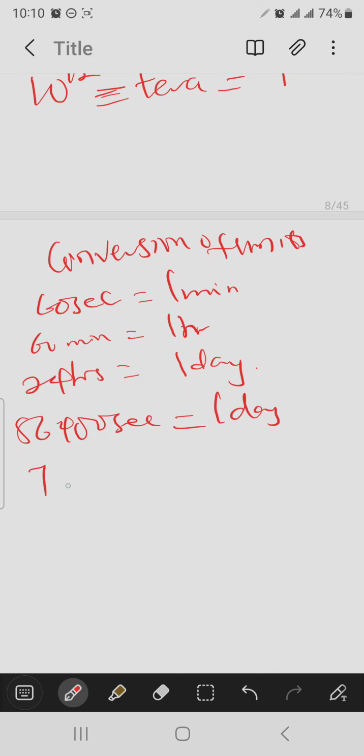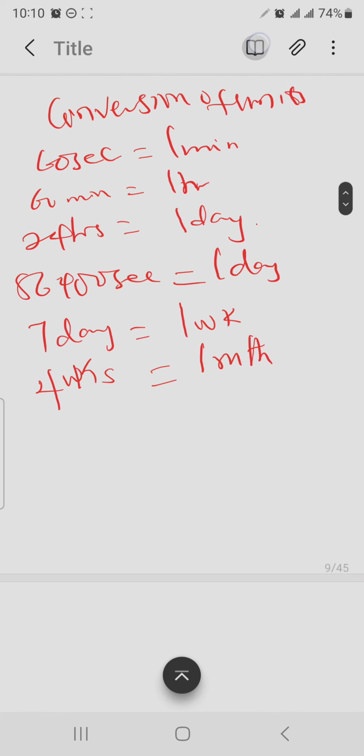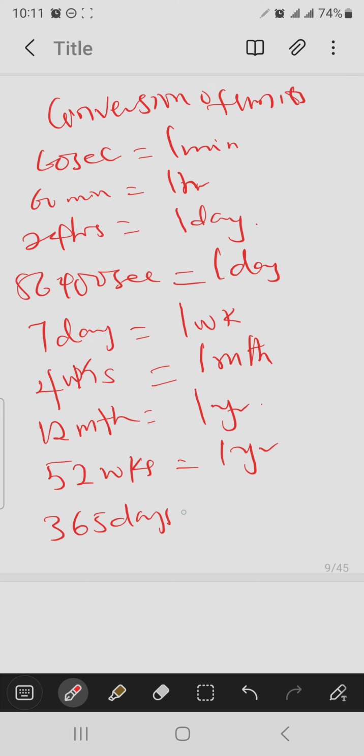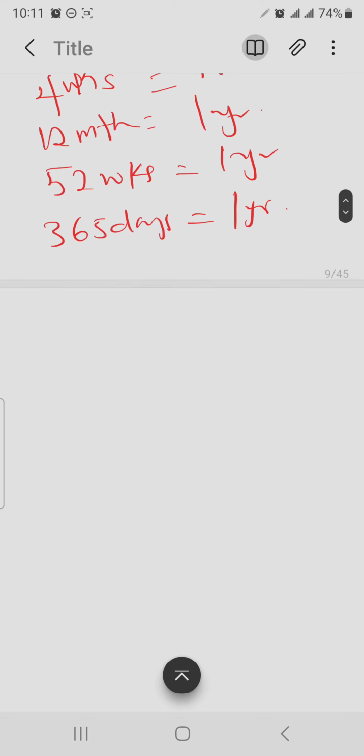We have 7 days as 1 week. And we have 4 weeks equals to what? 1 month. And we have 12 months equals to 1 year. We have 52 weeks equals to what? 1 year. We have 365 days equals to what? 1 year. Please note all this. Note them very well. It's not something that you just play with.